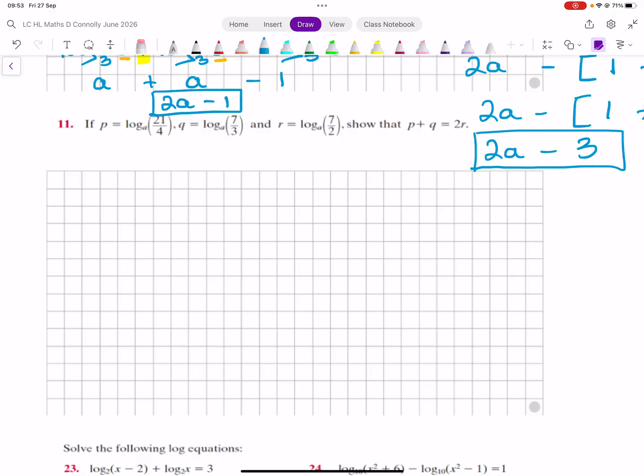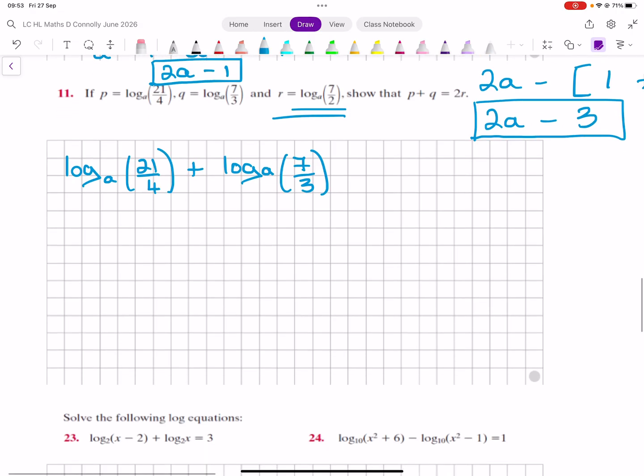Okay, so P is this thing, Q is this thing, and R is that thing. Show that P plus Q equals R. So log to the base a of 21 over 4 plus log to the base a of 7 over 3 is supposed to equal this. Okay. So I'm going to turn the divide into a minus, and I'm going to do it again.